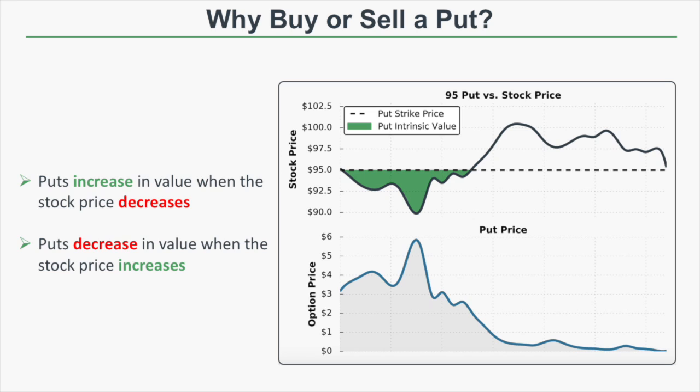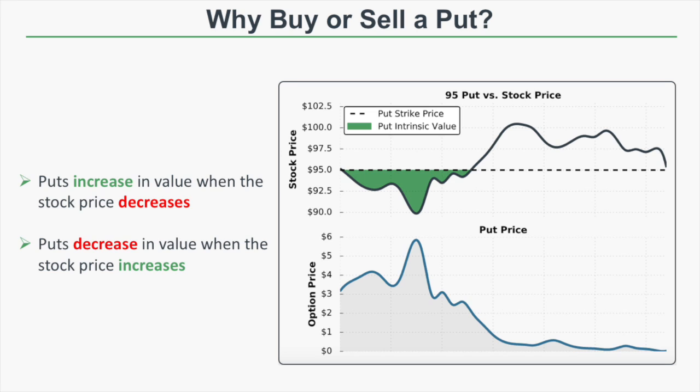Well, if we look at the graph on the right, we're looking at a put option with a strike price of 95, which means the put has the ability to sell 100 shares of stock for $95 per share if the option is exercised. So as we can see, as the stock price falls from 95 to 90, the put's price increases because the put option has the ability to sell shares at a higher price than what they're currently trading for in the market.